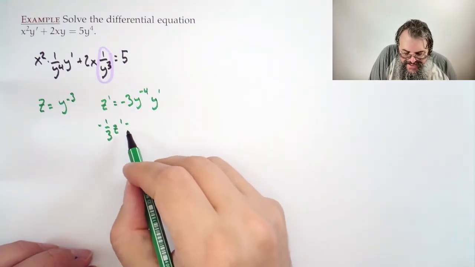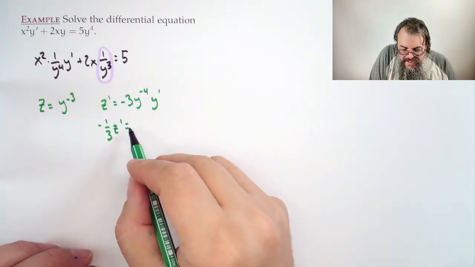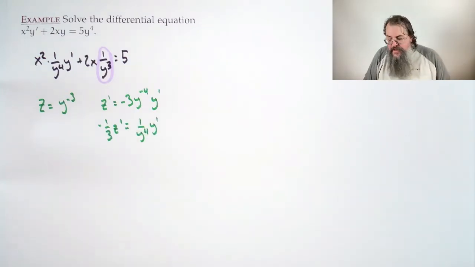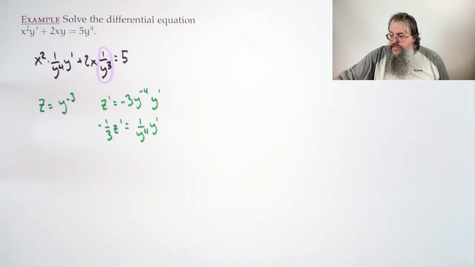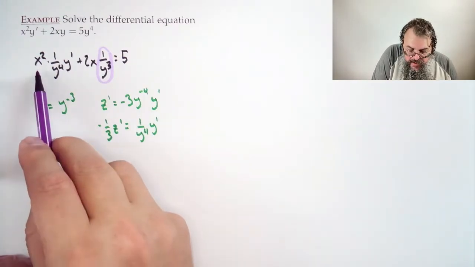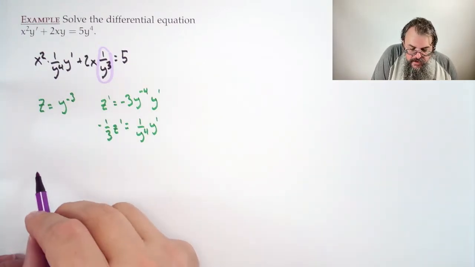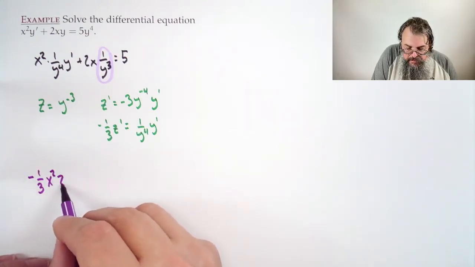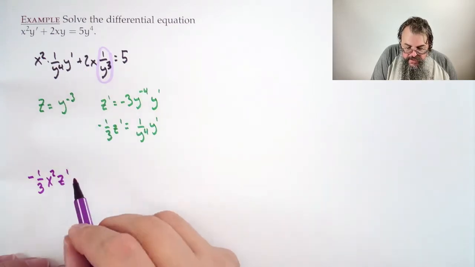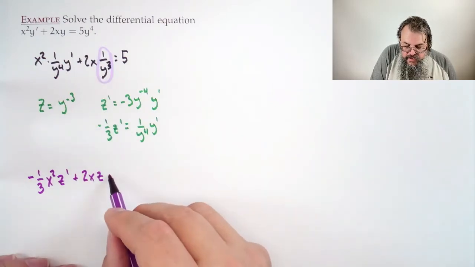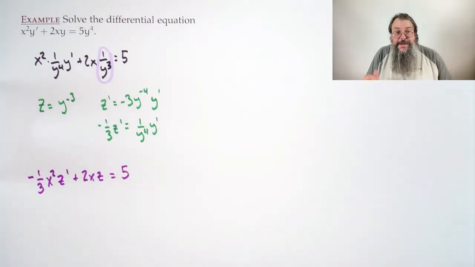Thanks for catching that. So minus 1/3 z prime is equal to 1 over y to the 4th y prime. Okay, so there's our substitution. Let's go ahead and carry that substitution through, and let's see what we get. So we're going to get x squared times minus 1/3 z prime. I'm going to write that as minus 1/3 x squared z prime plus 2x times z equals 5.